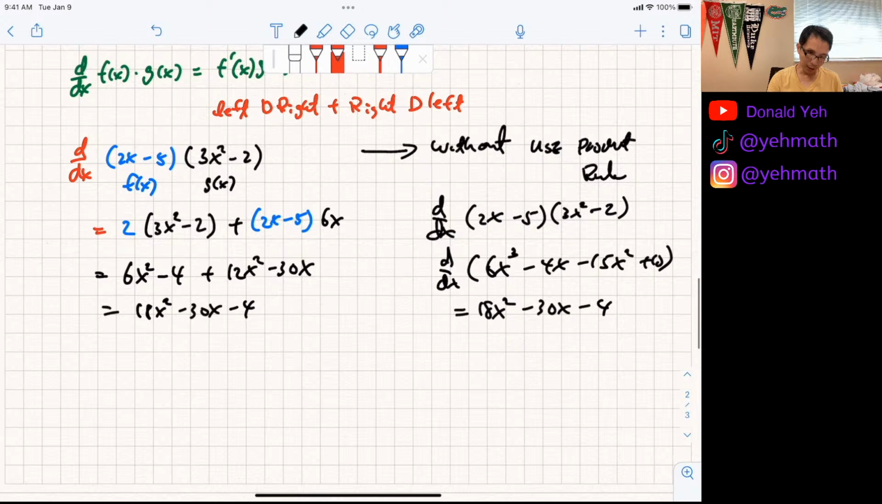Let's say I want to take the derivative of this function: 3x plus 4 times 6x squared minus 1. And let's see if you can use product rule correctly. But make sure you only use product rule, not distributing.